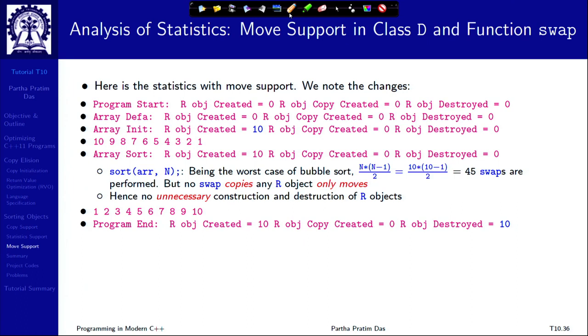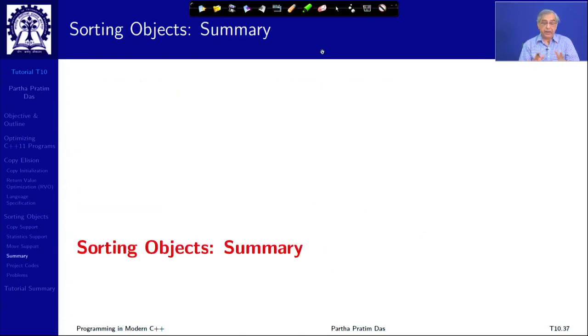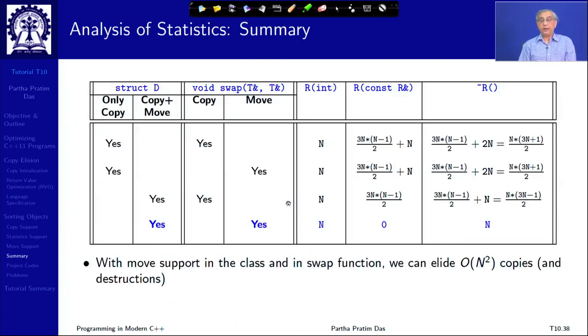Therefore, if you run with this modified swap function, you will see that in the sort there is no copy created of the R object, neither are they destroyed. So, if you analyze, all that you need is 45 swaps, which needed earlier 135 constructions and destructions, but all those unnecessary constructions and destructions have been optimized out. Now, at the end you have just 10 constructions for the 10 objects and 10 destructions for the 10 objects. The resources are optimally used. So, that is the direct demonstration of the benefit of providing the move support.